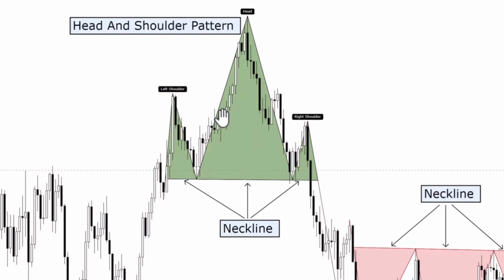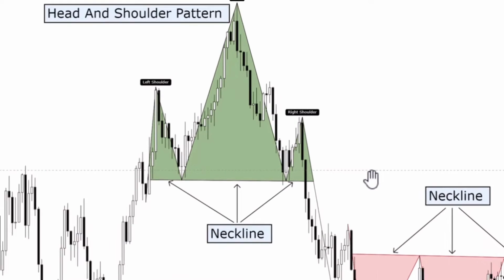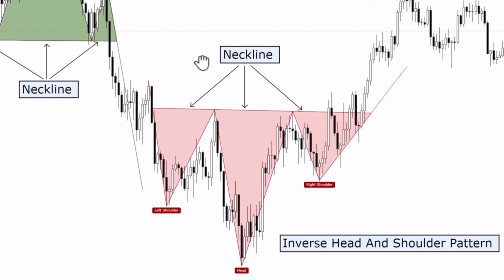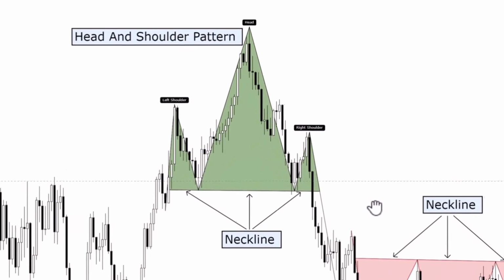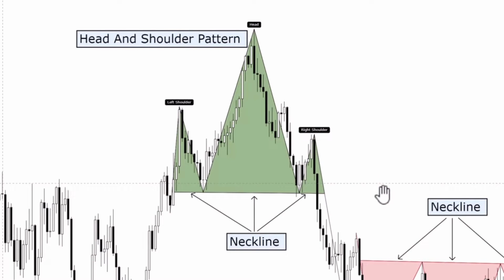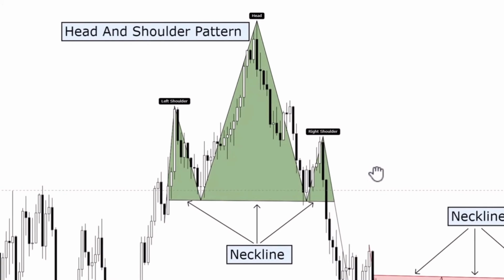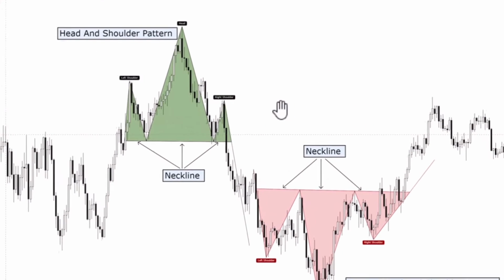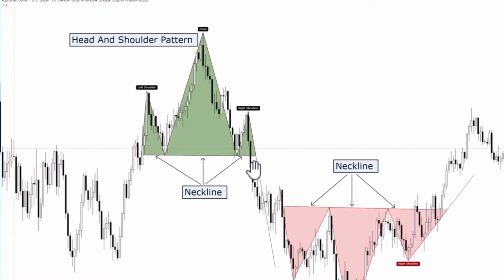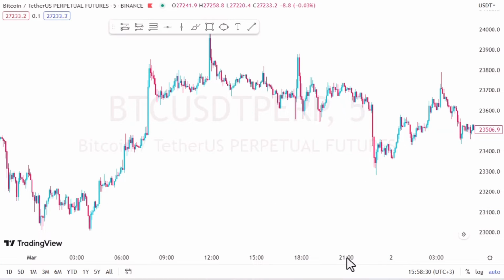These patterns indicate that the buyers are losing their strength and the sellers are taking control of the market. The same situation is happening for inverted head and shoulders, but everything is in the opposite direction. Traders often use the head and shoulders pattern to make sell orders, which signals a potential market downtrend. It is important to wait for confirmation of the pattern, such as a breakdown of the neckline, before making a trade. Here's an example of how it gets done.